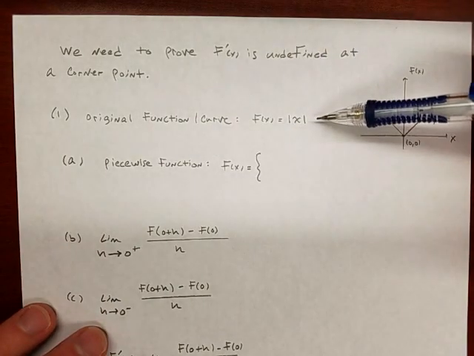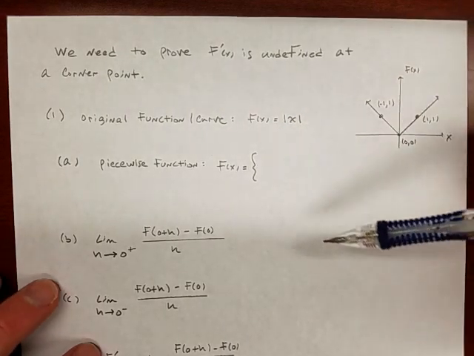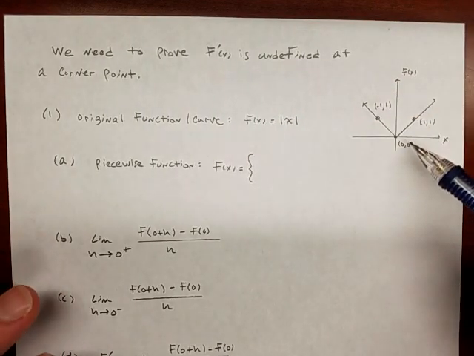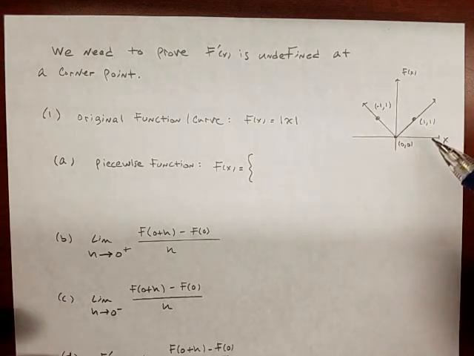So say I give you y is equal to the absolute value of x. That's our original curve. And here's the graph, which you could produce by memory or you could plot some points, but there it is.